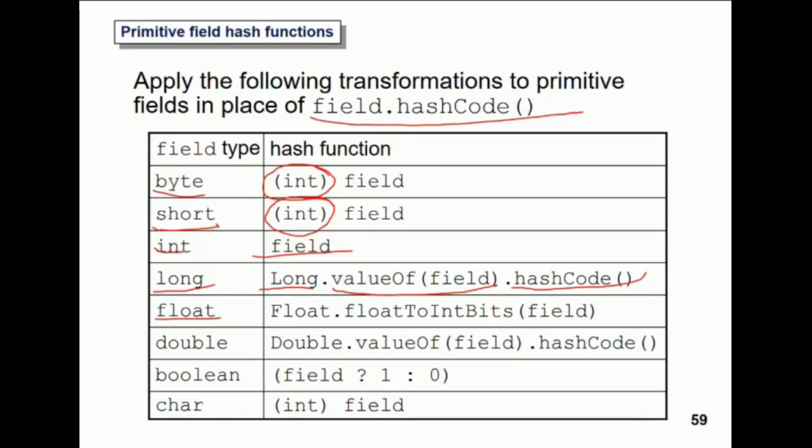For float, the method is floatToIntBits of the field. I don't know why it's different for float than it is for long, it just is. Java's a bit strange sometimes. For double, it's Double.valueOf(field).hashcode. For Boolean, you're basically using its value: if it's true, use a 1; if it's false, use a 0. And for character, you need to cast it to an integer. Characters are primitive types, and obviously you can't use characters in multiplication, so Java will cast it to an integer for you.